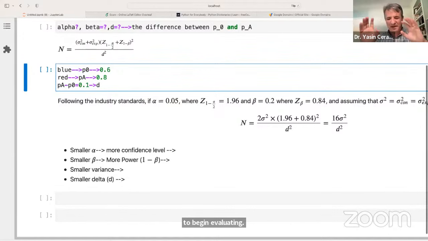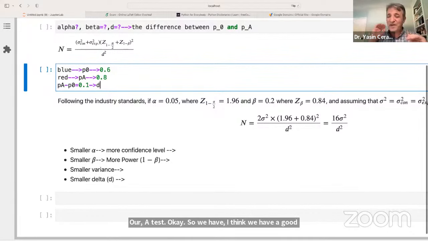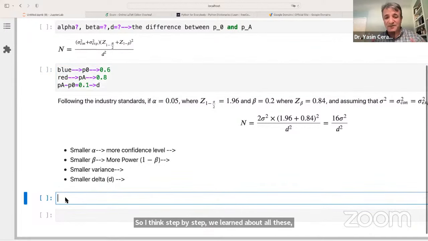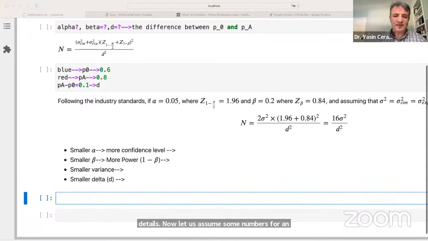So now we are almost ready to begin evaluating our A/B test. I think we have a good foundation on what is going on. We started from the very beginning. If you check the first lecture, we started from where this ratio is coming from, why we are going to use Z-test, and why hypothesis testing suddenly appears. Step by step we learned about all these details. Now let us assume some numbers for an experiment and see how we can evaluate it.